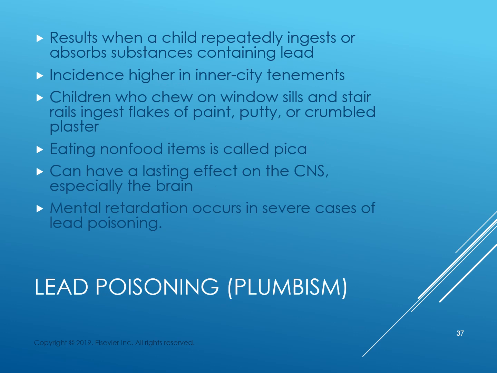Lead poisoning, also known as plumbism, results when a child repeatedly ingests or absorbs substances containing lead. Lead poisoning is most common in children between 18 months and 3 years of age. Lead is a neurotoxin and can have lasting effects on the nervous system, especially the brain. The symptoms occur gradually and range from mild to severe.